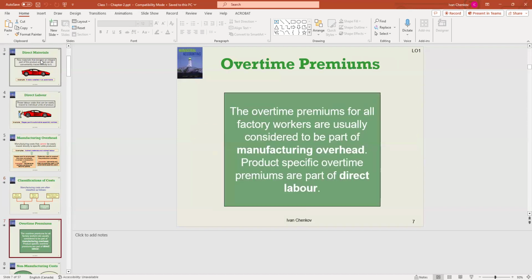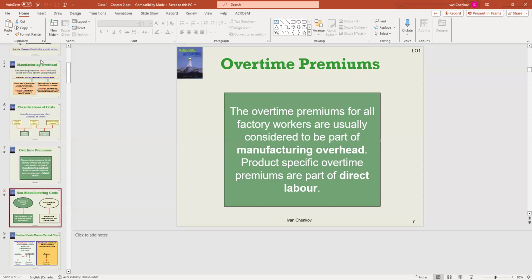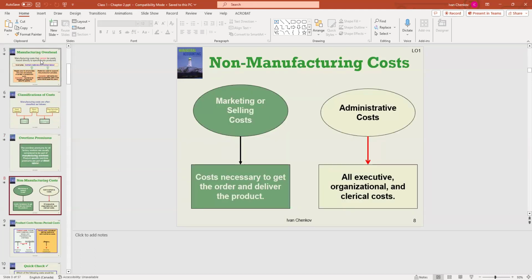The question comes, how are we going to treat overtime? Well, overtime we consider to be part of the manufacturing cost, and we're going to treat it as direct labor. It's going to be part of the direct labor.